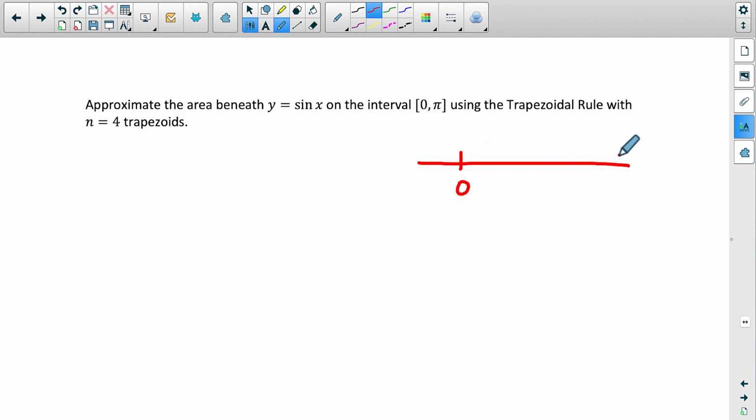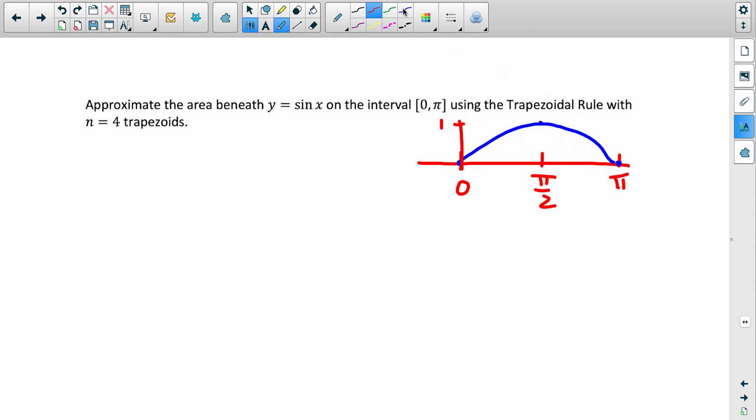So here's 0, and here's pi, and we probably want to put pi over 2 over on here as well. It's a sine graph. Where do sine graphs start? They start at 0, they go up to 1, and they come back down to 0 at pi. So it looks like this. And I guess what I could do is also say that we're going up to 1 there.